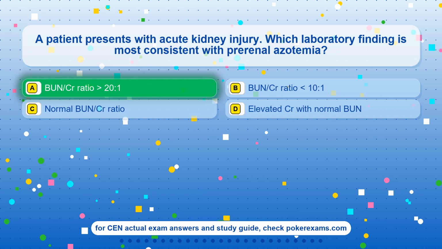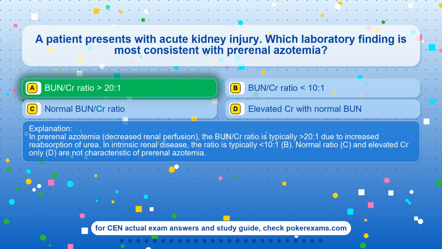The correct answer is option A. BUN/CR ratio 20:1. In prerenal azotemia, decreased renal perfusion, the BUN/CR ratio is typically 20:1 due to increased reabsorption of urea. In intrinsic renal disease, the ratio is typically 10:1, B. Normal ratio, C, and elevated CR only, D, are not characteristic of prerenal azotemia.